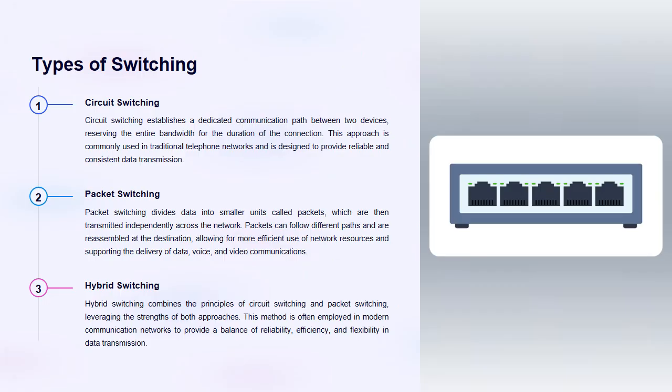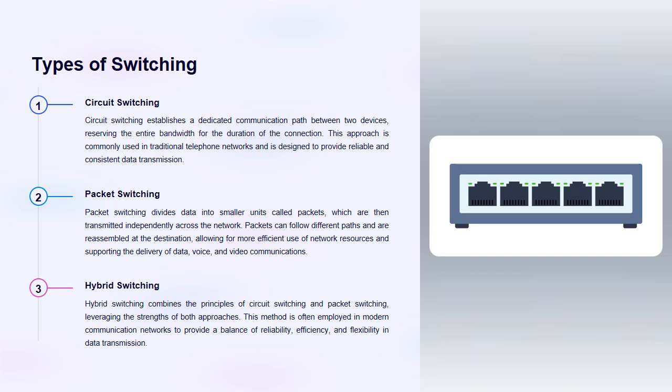Now we are reaching the end of this presentation, types of switching. Before I discuss types of switching, we need to understand what a switch is. A switch is basically a device which connects various networks. It is a physical device which connects various networks. So there are different types of switching like circuit switching, packet switching, hybrid switching. Let's discuss them one by one.